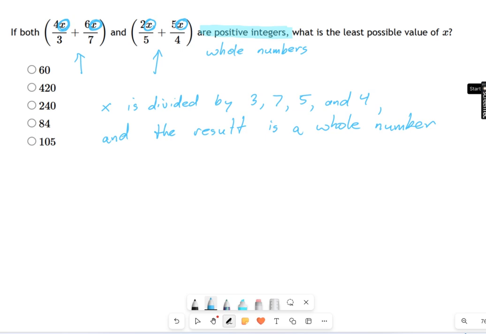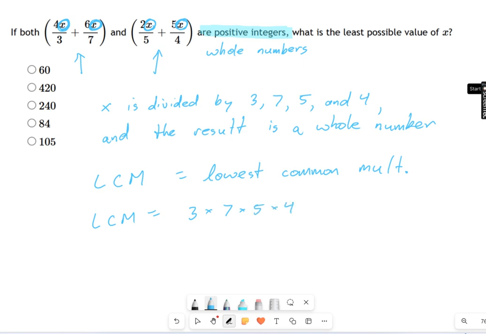So thinking about this problem that way should make it a lot quicker. What we're dealing with here is, do you remember this? Lowest common multiple. In other words, what's the smallest number that if I divide it by 3 and 7 and 5 and 4, I get a whole number? Well, the easiest way to figure this out is you multiply 3 times 7 times 5 times 4.